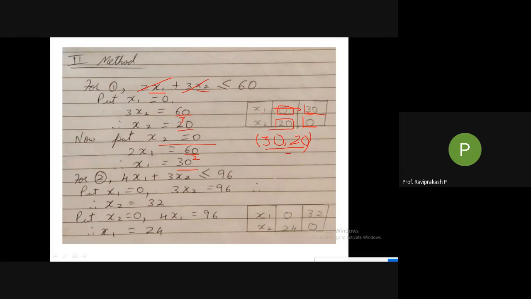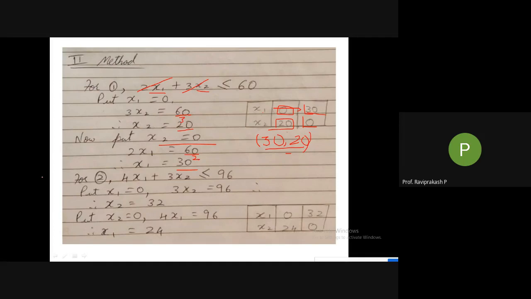Some students will not understand or get confused in the previous method, and some students get confused here. So I am just giving you both the methods. You can use any of the methods, so you can get the answer. I don't want to specify which method you want to use. You choose which method you want.